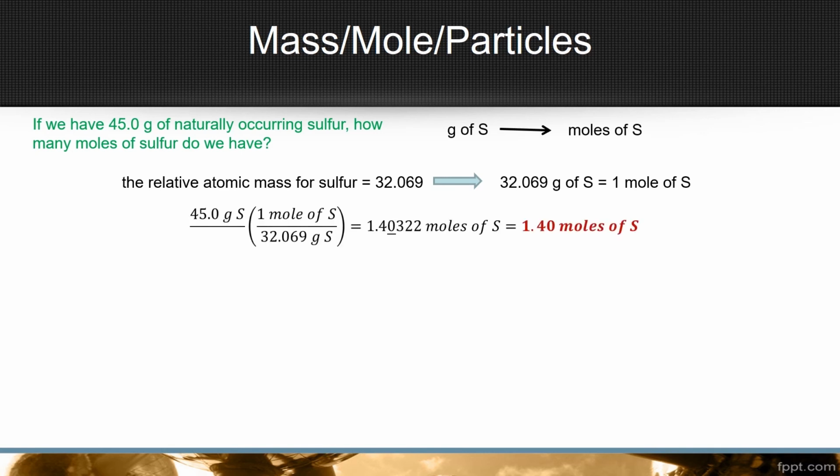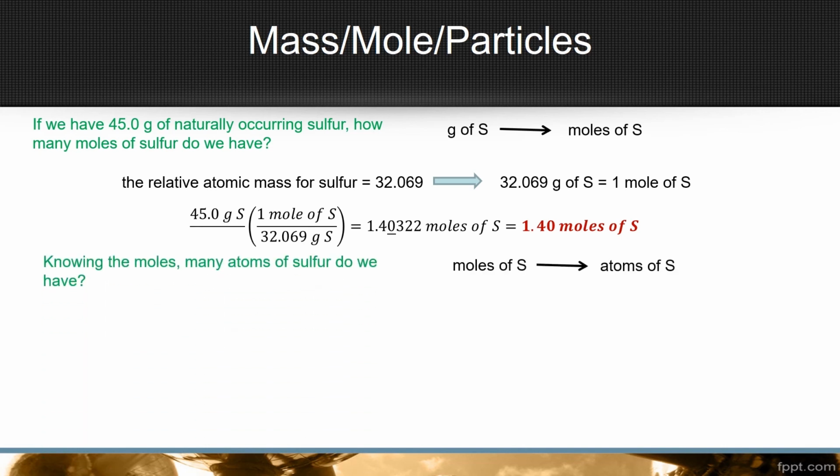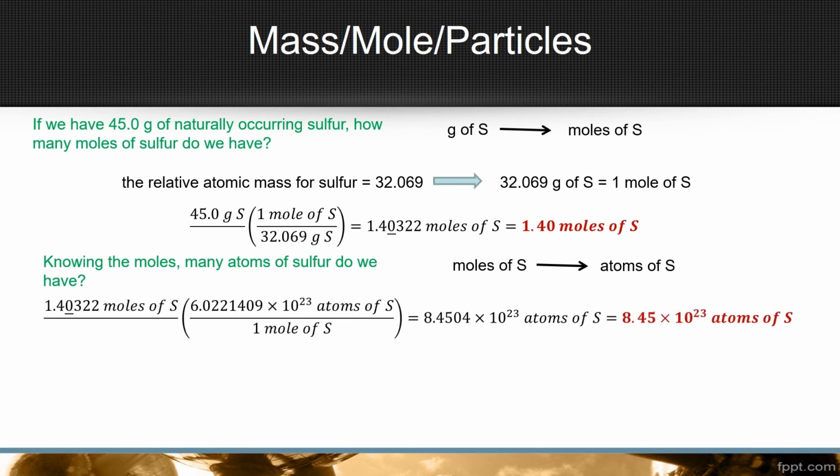So setting up the ratios so units cancel correctly and doing the computations, we obtain 1.40 moles of sulfur, a value that should have the same number of sig figs as the original given value of 45.0 grams. Now, knowing the moles, how many atoms of sulfur do we have? Well, the link between the moles and number of particles is Avogadro's number, our moles particle equivalent. Here we simply multiply the number of moles by Avogadro's number to obtain the number of sulfur atoms.